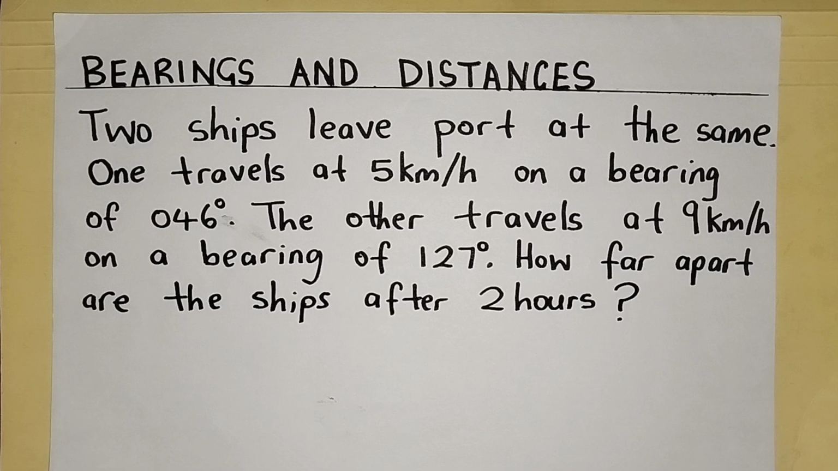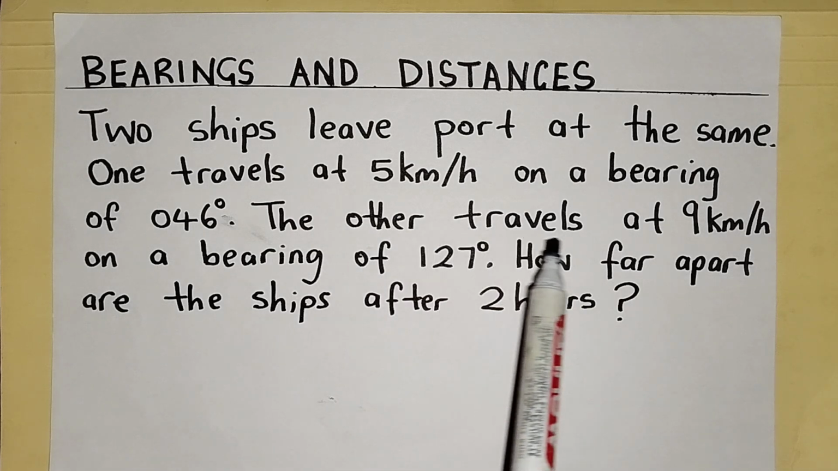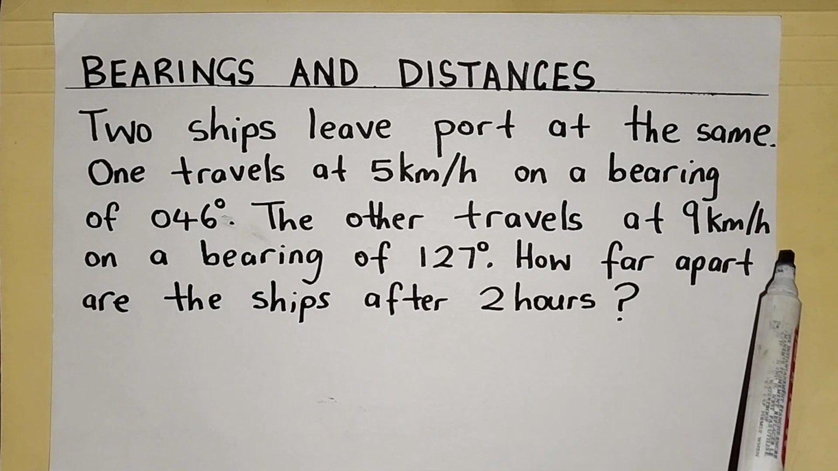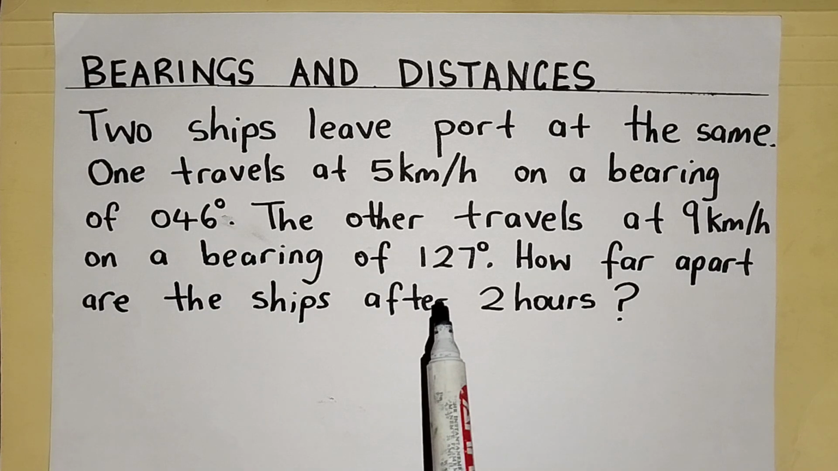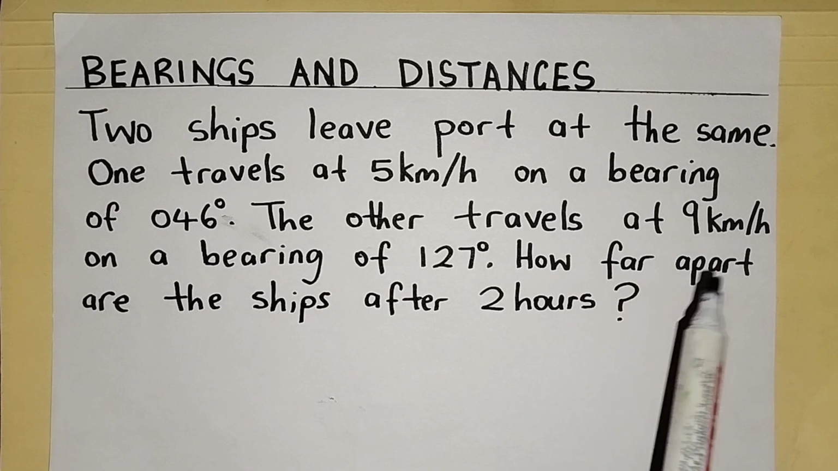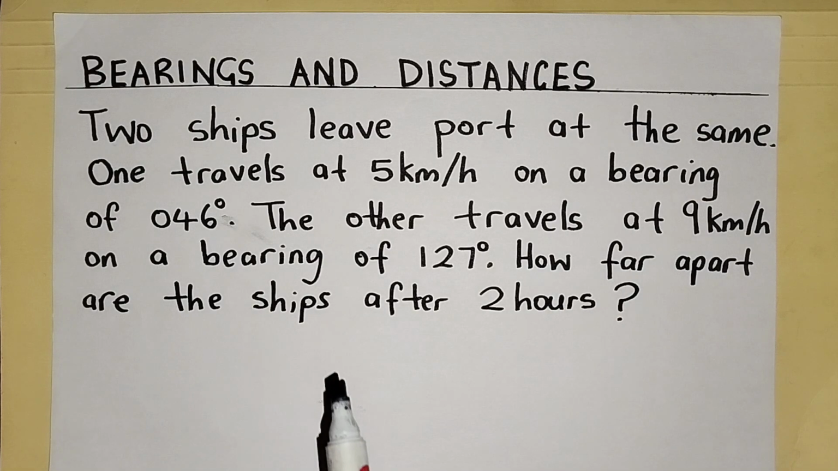Two ships leave port at the same time. One travels at 5 kilometers per hour on a bearing of 046 degrees. The other travels at 9 kilometers per hour on a bearing of 127 degrees. How far apart are the ships after 2 hours?